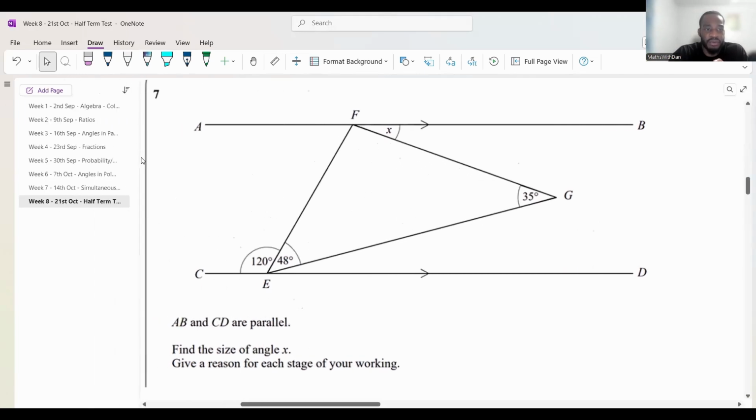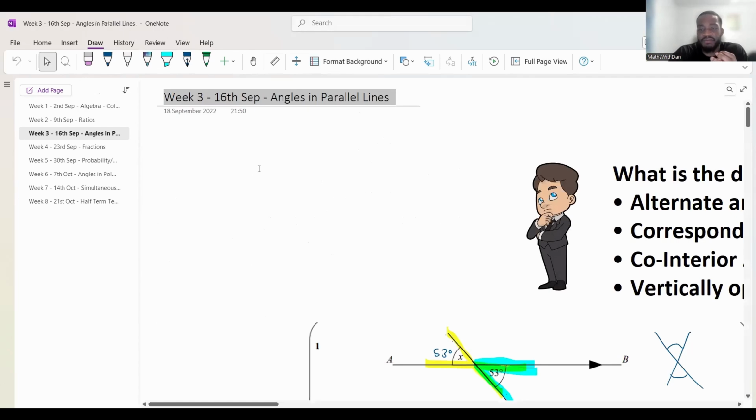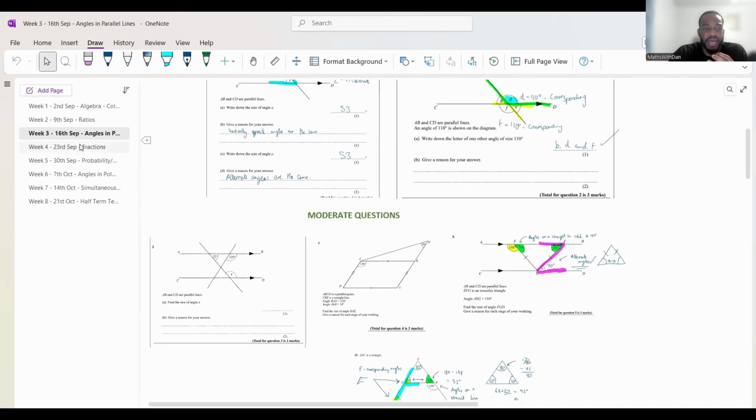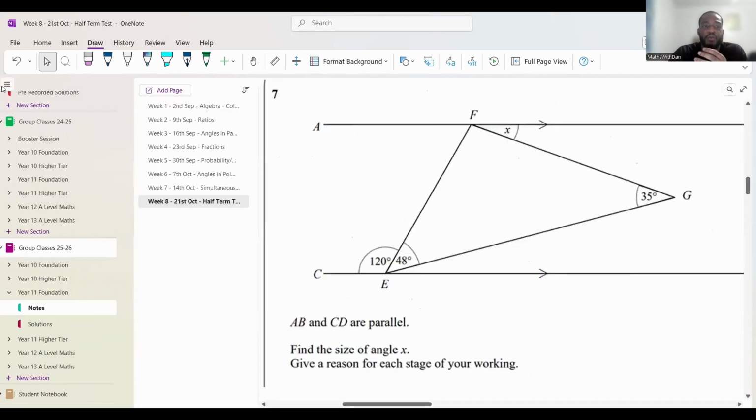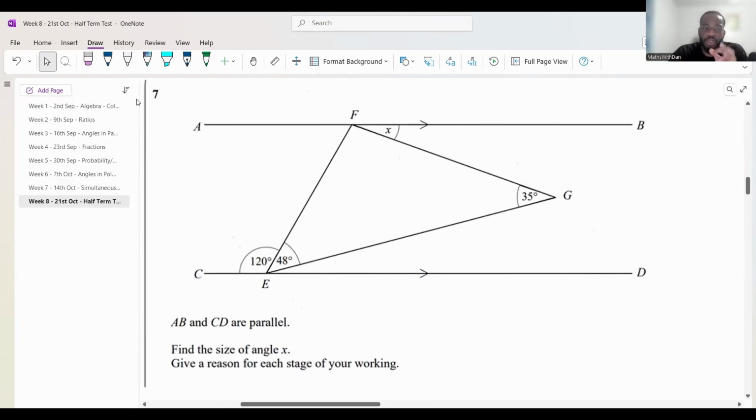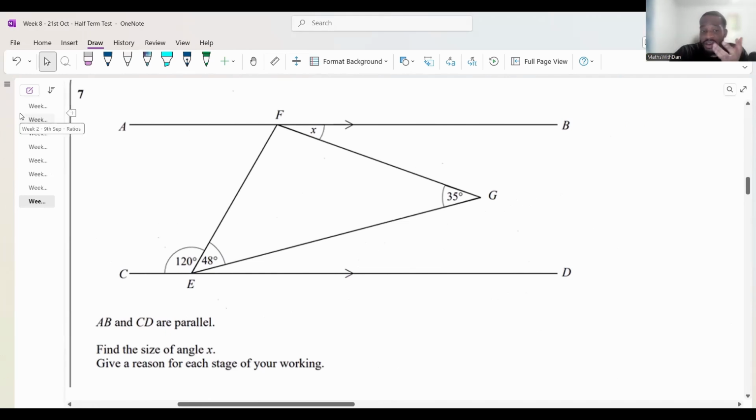So let me just move this here. When did we do it? We did it in September, 16th of September, right? This topic here. Okay. So whenever you do these types of questions, always ask yourself, what topic is it? Because if you know what topic it is, you know what area that you're going to need to tackle or you're going to need to think about in your mind.